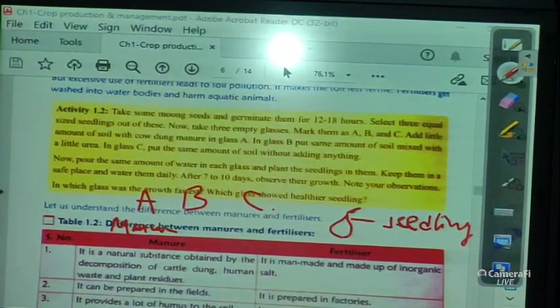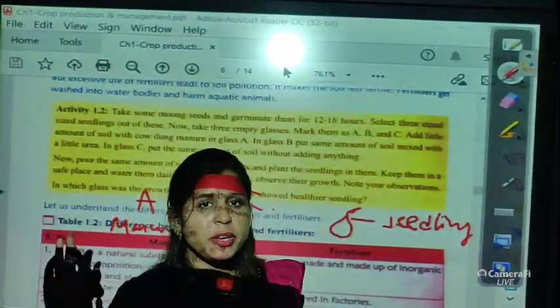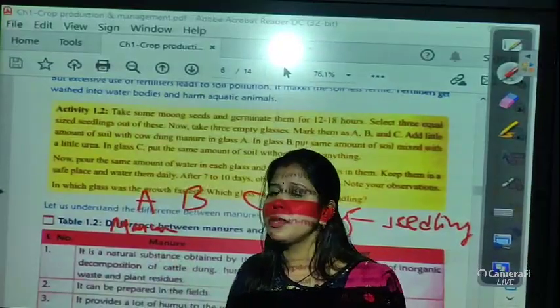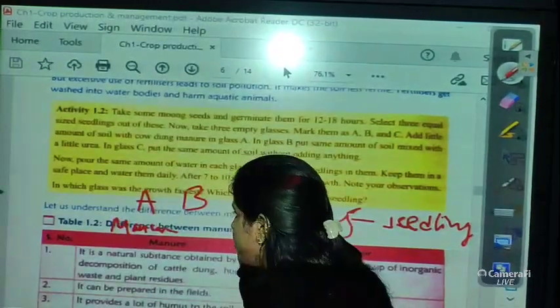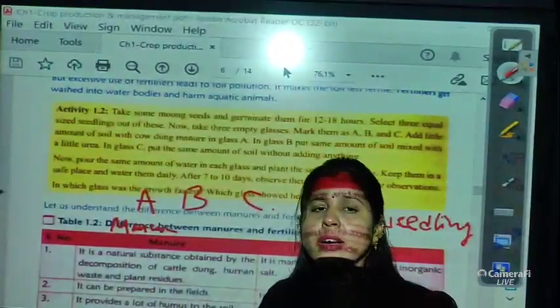In the next class we'll learn about the difference between manures and fertilizers. I hope you have understood how to add manures and fertilizers, and how important they are for the plant as well. So in the next class we will learn about the difference between manures and fertilizers.